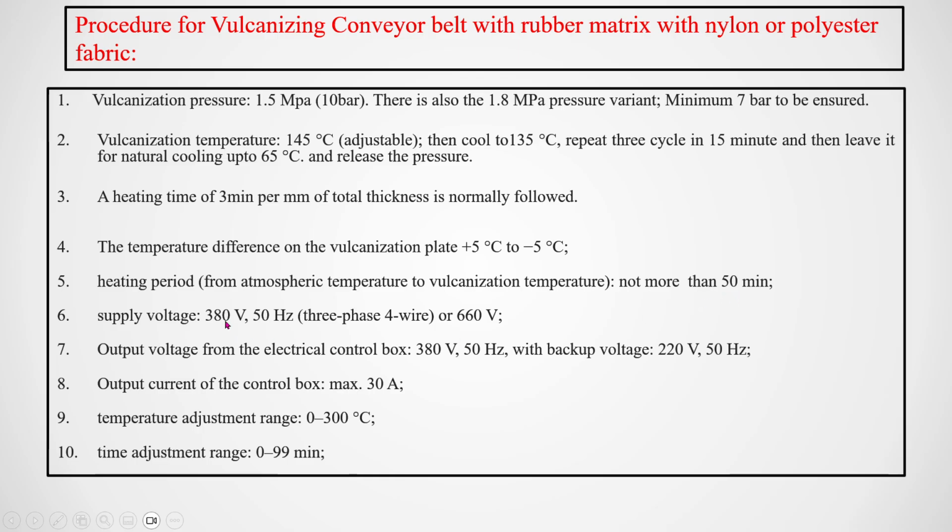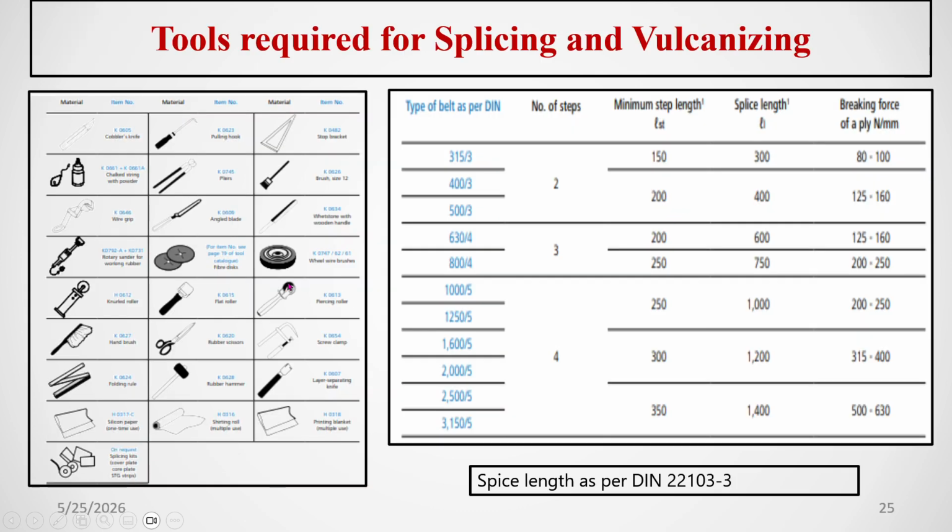Supply voltage, this is the supply voltage. Output voltage is also like this. Output current should not be more than 30 amperes. The temperature adjustment range, with the thermocouple etc., should be 1 to 300 degrees centigrade. That thermocouple you have to use. The time adjustment range is 0 to 99 minutes, because a maximum time of about 50 is required. And these are the tools you have to use.